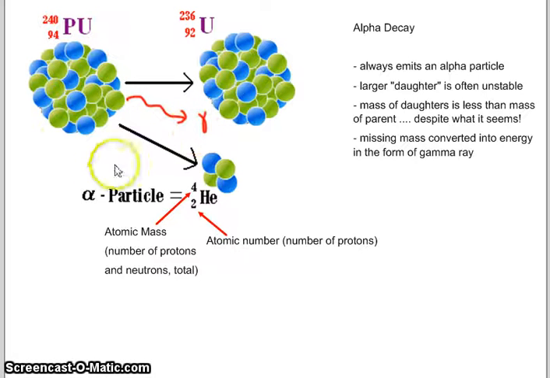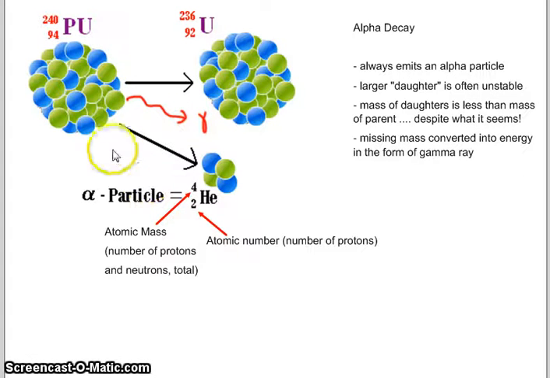So what's happening with an alpha decay? A large parent particle will produce a small particle, which was historically referred to as the alpha particle. We'll come back to that in a moment. And then a larger daughter, in this case uranium-236. This uranium-236 is typically an unstable atom, and it may go through its own alpha decay in some time, but that's just part of what happens often with large nuclei, that they are inherently unstable.